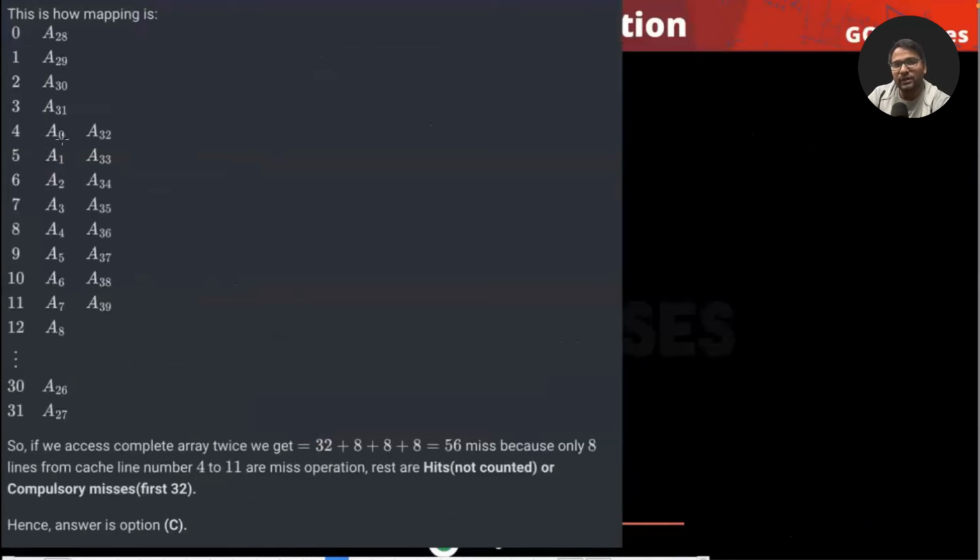In the actual numbering, if they're calling this line or block 0 as a0, then this a0 is mapping to 4, and then like this, these will get replaced, right? These will get replaced. Okay. So this is the actual numbering, the actual mapping.